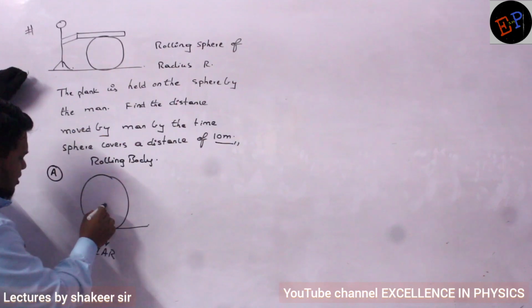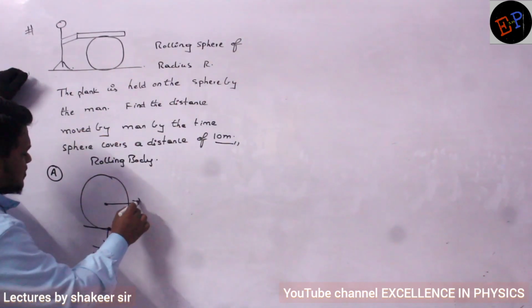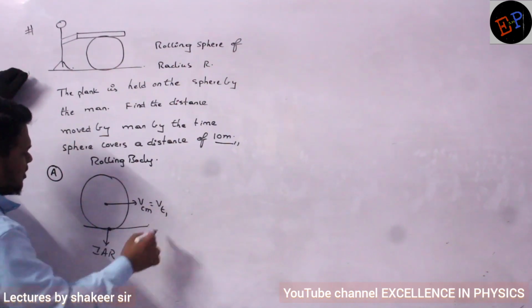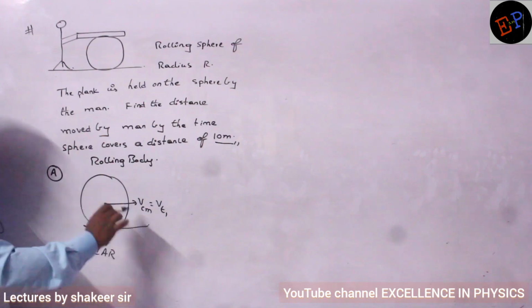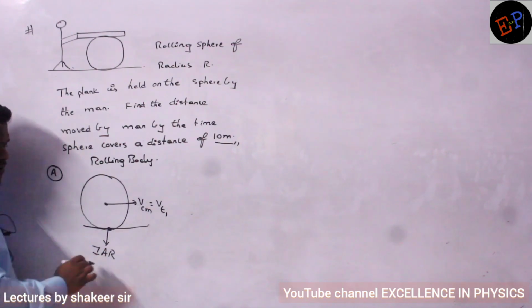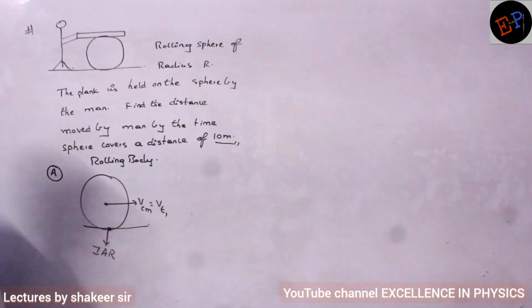Now if you take the center of mass of this sphere, then the velocity of the center of mass is nothing but the tangential speed at the center. If it is rotating, it has only, sorry, it has only rotational velocity if this is the axis of rotation. Are you able to understand?